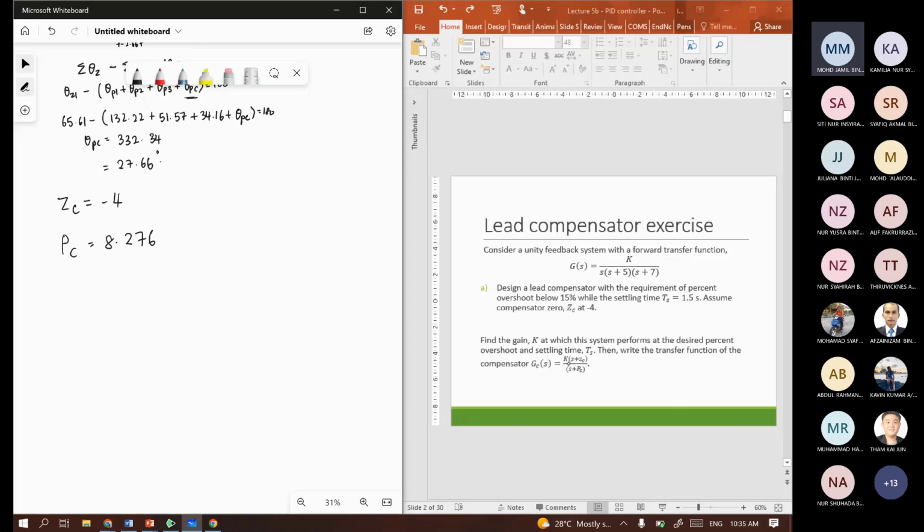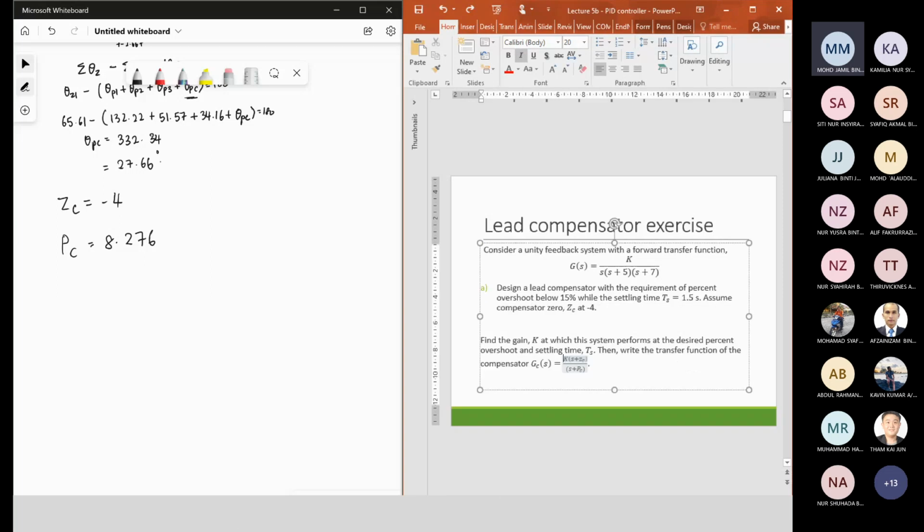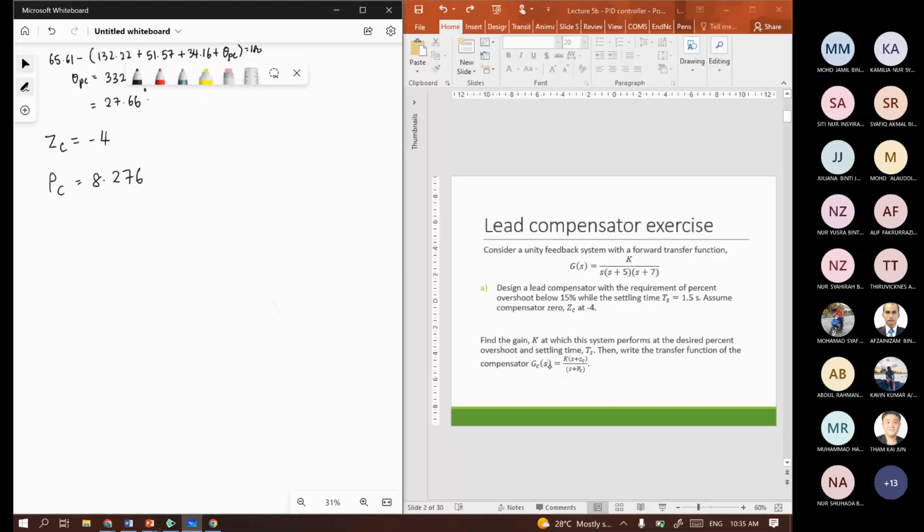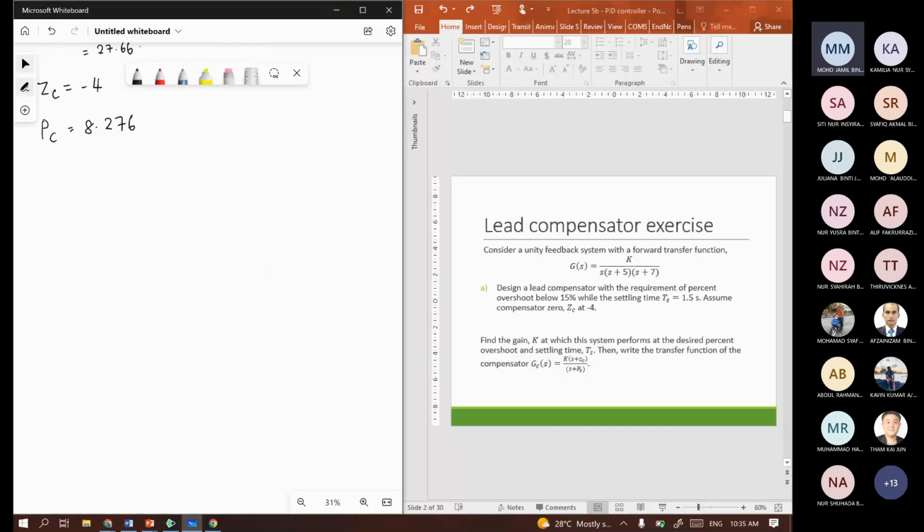But to write that, we need the gain K here. We don't have the gain K yet. So let's find the value of gain K before we can write the compensator transfer function Gc. To find K, we need to find the lengths from all of the poles and zeros to the dominant pole. So maybe you can draw again.